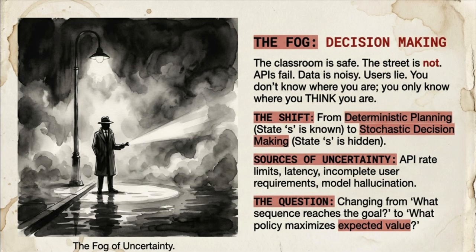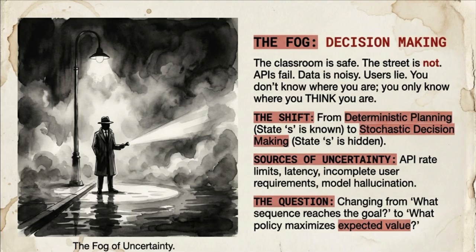In reality, the streets are often foggy and decision making becomes difficult. While a classroom or a lab environment is safe, the real world street is not. APIs fail, data is often noisy, and sometimes users even lie. You do not always know exactly where you are in the state space. You only know where you think you are. This requires a shift from deterministic planning, where a state is assumed to be known, to a stochastic decision making where the state is hidden.